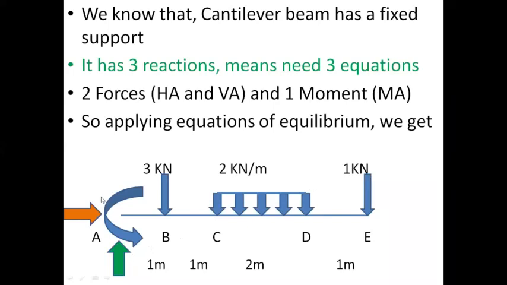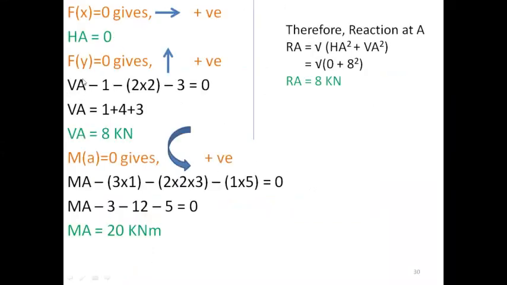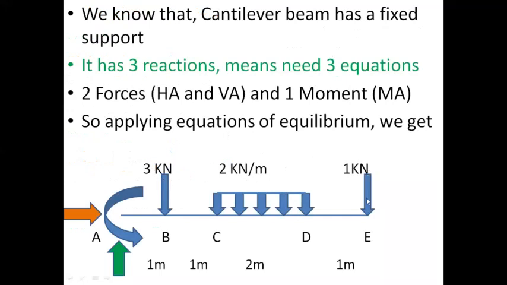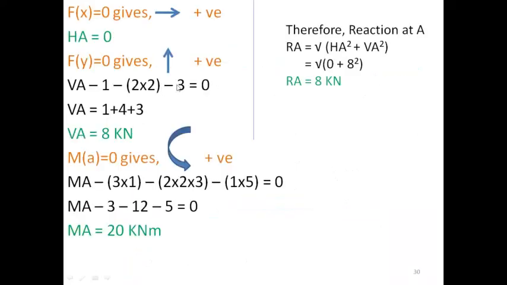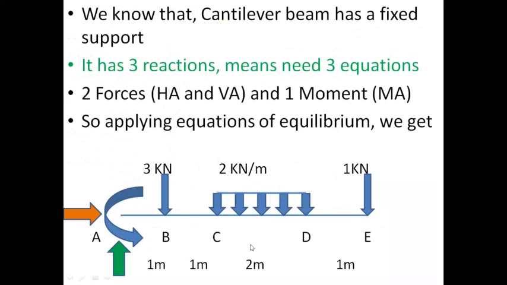मग लिहायचं कसं बघा. So VA, we have taken it positive as it is acting in vertical direction. Then 1 kilonewton downward, 3 kilonewton downward. So -1 and -3. That we have written -1 and -3. Now thinking about the UDL, UDL is 2 kilonewton per meter. म्हणजे एका मीटर साठी हे 2 kilonewtonचा फोर्स आहे. पण टोटल किती डिस्टन्स वरती आहे? It is from C point to D point, and the distance between C to D is 2 meter.